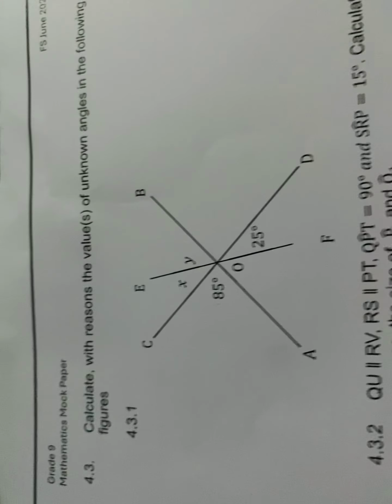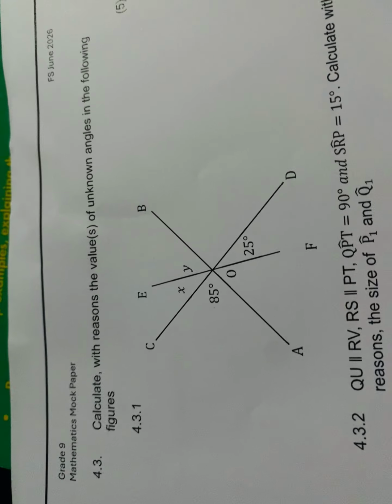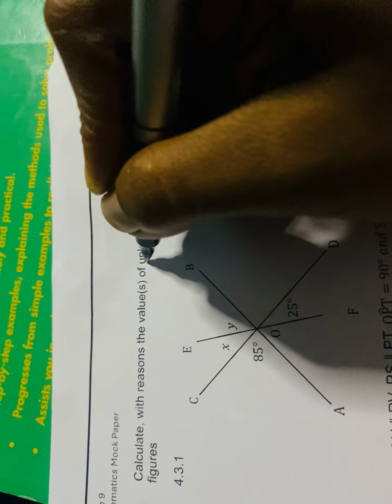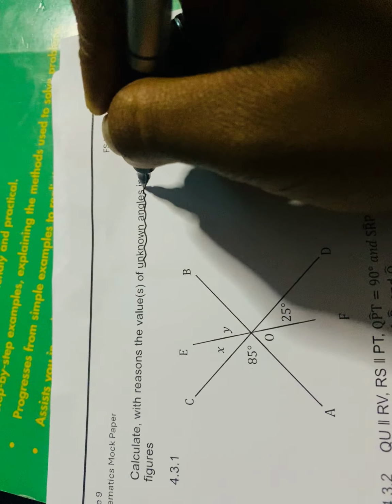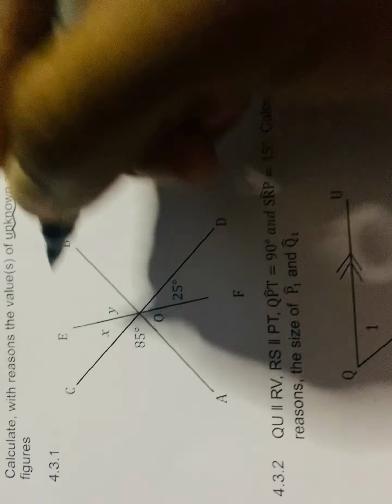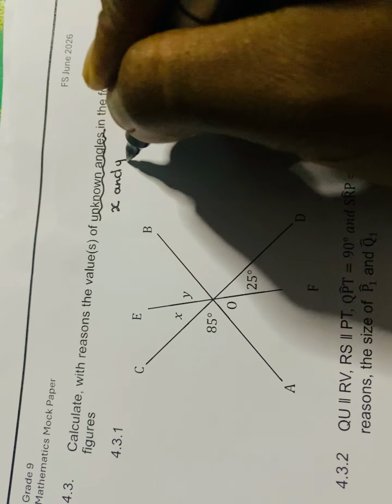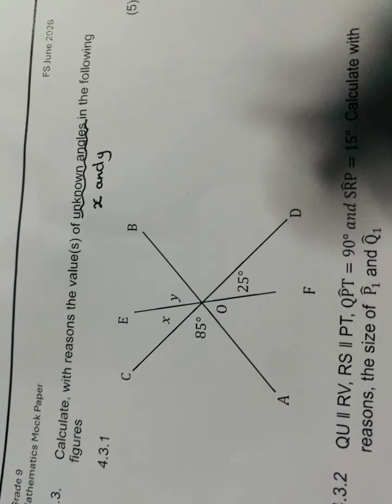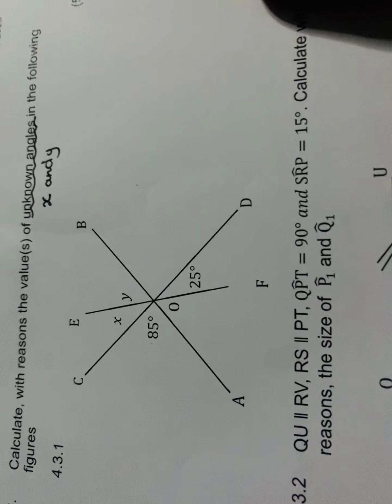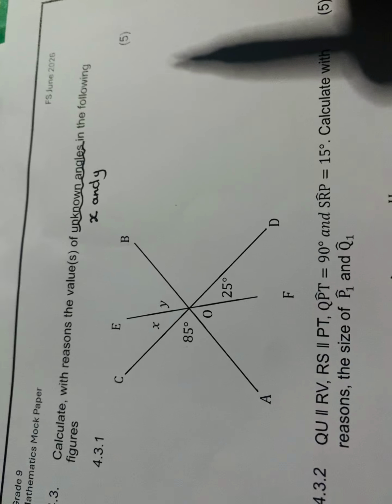Question number 3. It says calculate with angles the value of the unknowns. So when they talk about the value of unknowns, they're talking about things that we do not know. For example, do you know what x is? No, you don't. So you don't know x and you also don't know y. So they want us to calculate for x and for y in the following figure because that's what we're looking for. Right, for 5 marks.